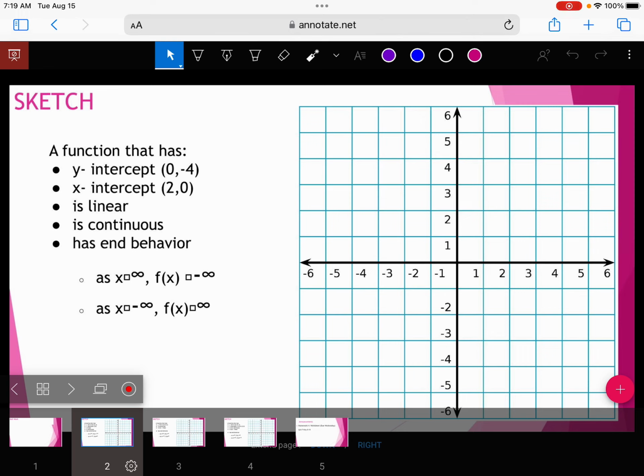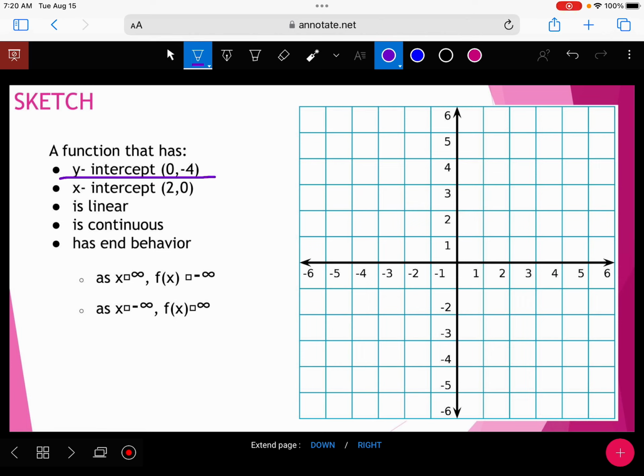So we know whatever this thing looks like, it's got a y-intercept at 0, -4. I'm going to just do this. So 0, -4. It's got a point right there. I know that.